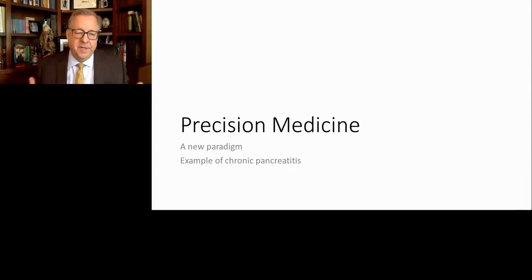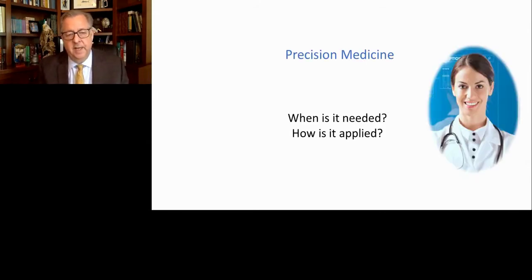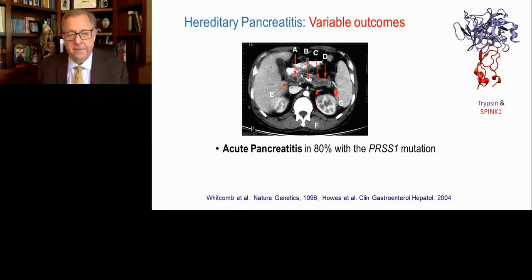Now, precision medicine is a new paradigm in contrast to the old paradigm, which is the germ theory of disease, one factor causes everything. And I'd like to use the example of chronic pancreatitis. And what we'll do is we'll go from the old germ theory of disease to the new precision medicine, which really requires a lot of computational biology and other factors.